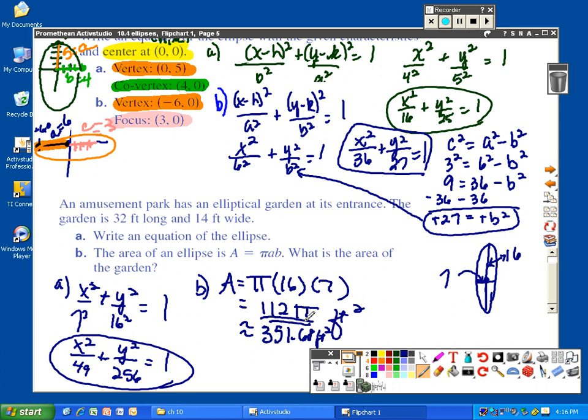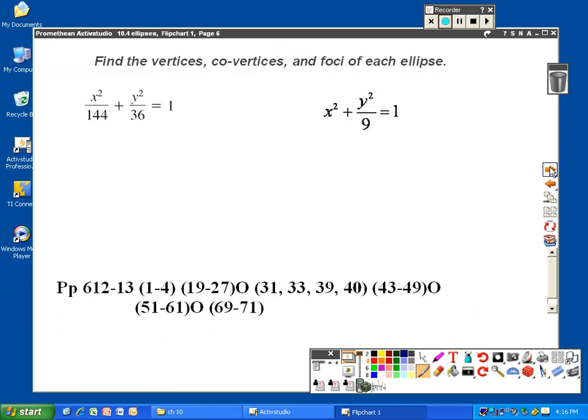All right, now I'd like you to take a few minutes and try these. Given the equation, we are to find the vertices, covertices, and foci of each ellipse. So in this first one, which axis is major? You should say x because it has the bigger number under it. So that becomes a squared, and the 36 is b squared.